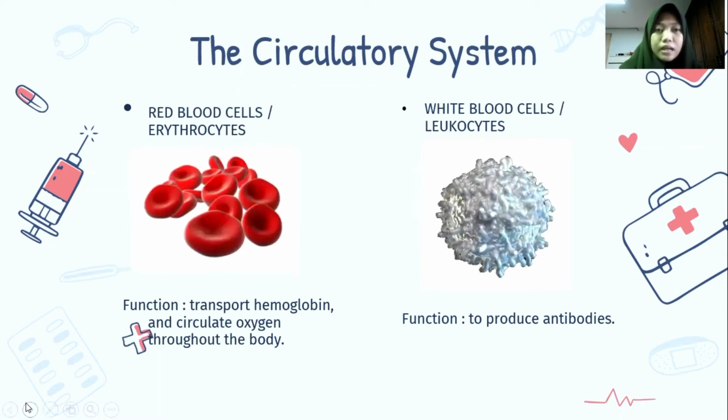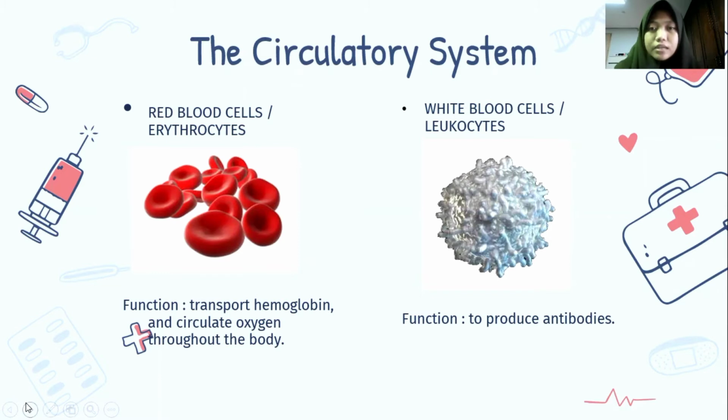Second, there are red blood cells or erythrocytes. Erythrocytes are the most abundant type of cell in the blood. They carry oxygen from the lungs to the rest of the body and transport carbon dioxide back to the lungs. They are quite small compared to other human cells. This allows them to squeeze through the narrow capillaries. The function of erythrocytes is to transport hemoglobin and circulate oxygen throughout the body.